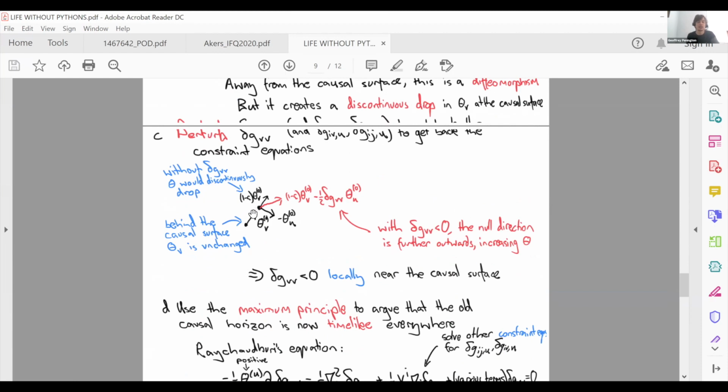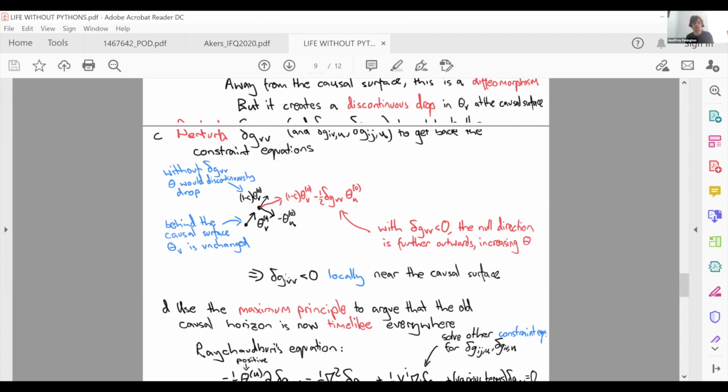Okay, so this is just showing the same thing I said before. Behind the causal surface, the expansion is unchanged. If we had no delta G_VV getting turned on at the causal surface, then there'd be a sudden drop in the expansion theta_b. But if we do turn on a delta G_VV, particularly a slightly negative delta G_VV, making the causal surface slightly time-like, then the new null surface goes further outwards like this. So it gets a bit of extra expansion from the positive expansion going outwards towards the past. This makes it slightly bigger, and we can make it the same as the expansion was before. We can locally satisfy the Raychaudhuri equation again by turning on some negative delta G_VV, by making the old horizon slightly time-like near the causal surface.